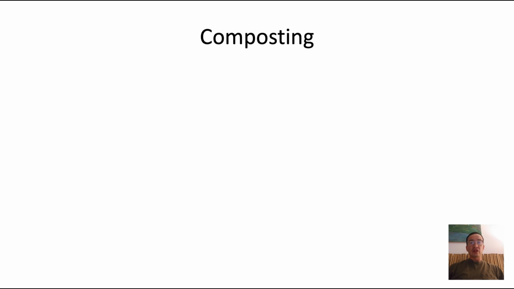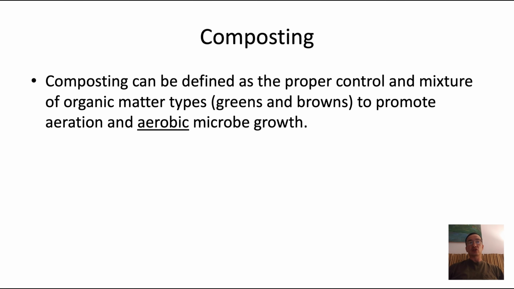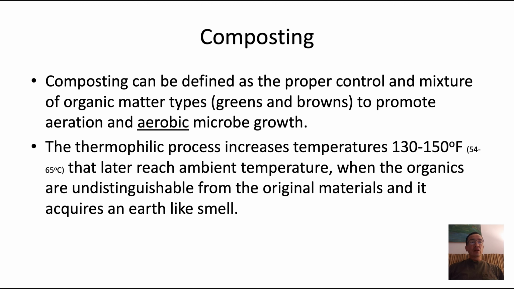Okay, so let me tell you a little bit about composting. Composting can be defined as the proper control and mixture of organic matter types, which are usually called greens and browns, to promote aeration and aerobic microbe growth. So it means that it has oxygen. Okay. The thermophilic process, because it's a process that increases in temperature, usually to 130 to 150 degrees Fahrenheit.